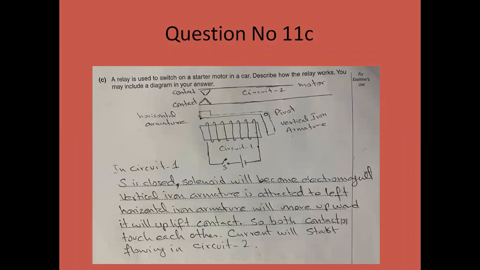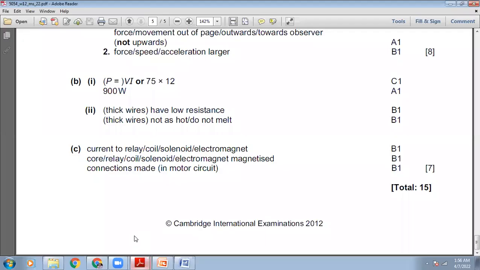So in circuit number one, as the switch is closed, the solenoid will become an electromagnet. The vertical iron armature is attracted to the left. The horizontal iron armature will move upward. It will uplift the lower contact that you can see in the diagram, so both the contacts touch each other. The current will start flowing in circuit number two, where you have your starter motor. The mark scheme says: current to the relay coil, solenoid electromagnet, core magnetized, connections made in motor circuit. Okay, so we have shown all these.